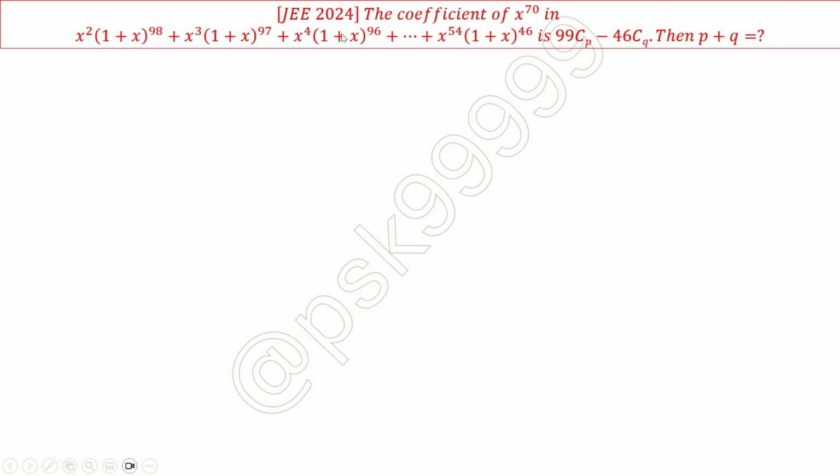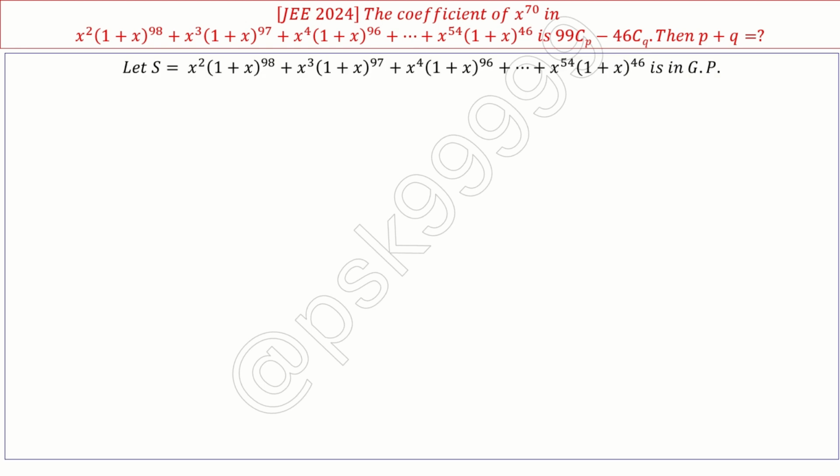Get into one simple binomial expression, correct? How to do that? Look at the terms. x square (1 plus x) whole to the power of 98. x cube (1 plus x) whole to the power of 97. That means x square becomes x cube. x is increasing in power, (1 plus x) power is reducing. Correct? So that is in geometric progression. Correct? So now it is simple.